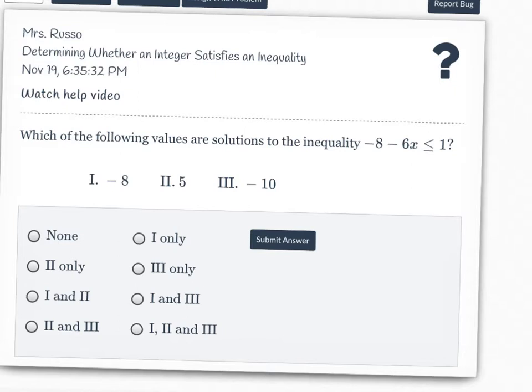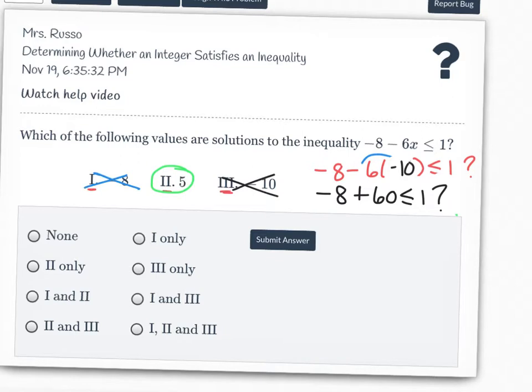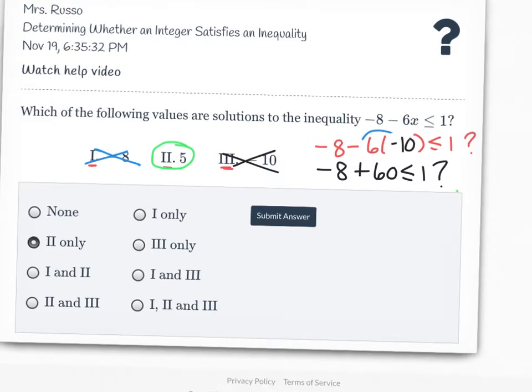And then we'll just try the same thing with the last value, which is negative 10. So is negative 10 a solution? That would be negative 8 minus 6 times negative 10, which is plus 60. Is that less than or equal to 1? No, it's not. So the only option here is 2, so I'm going to choose this one, 2 only. And I submit my answer. I say yes, and I'm good.